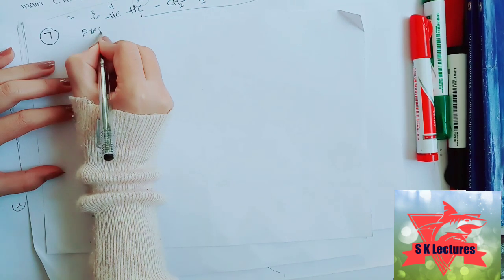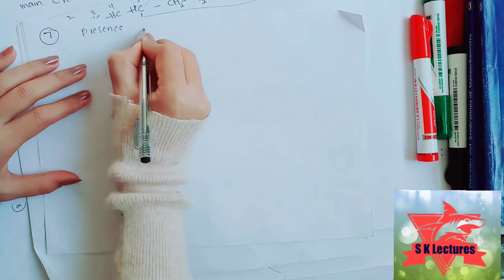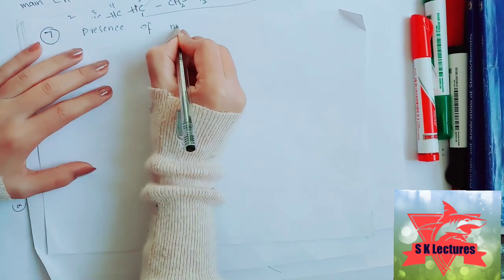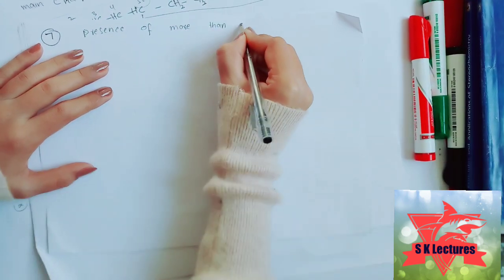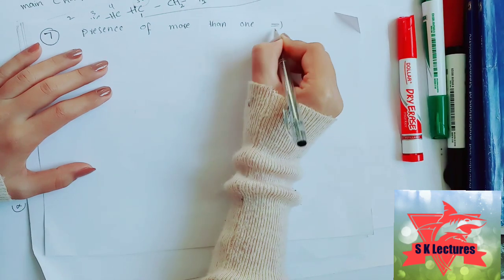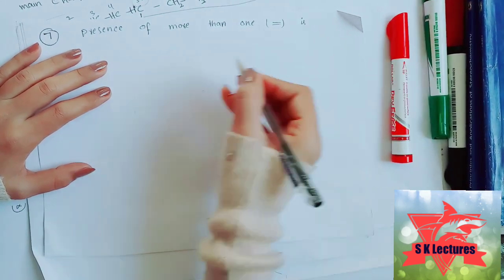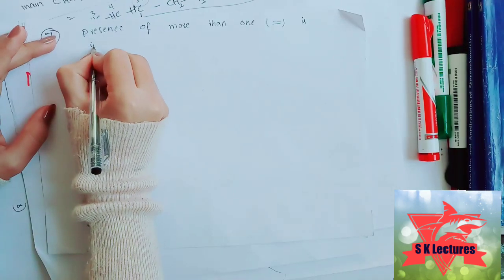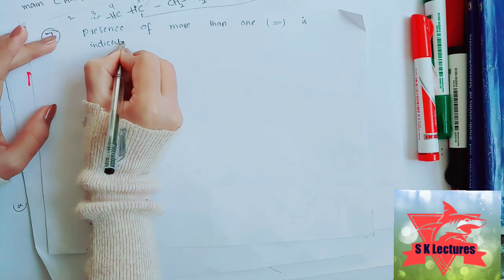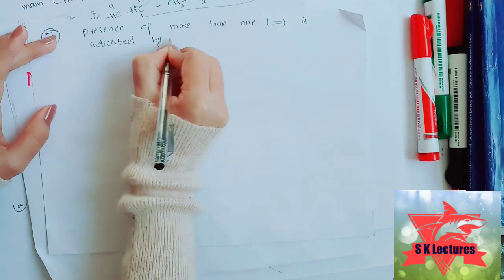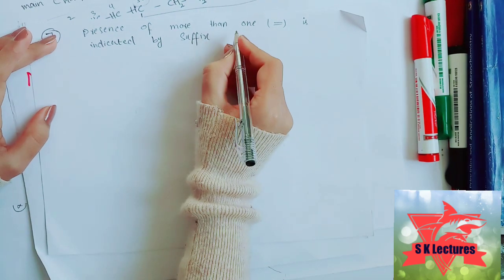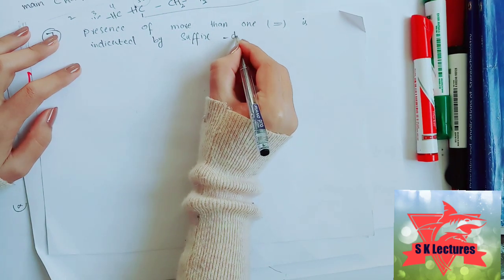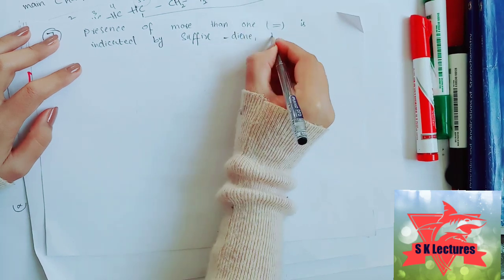So the seventh and last rule for alkene nomenclature is the presence of more than one double bond. If more than one double bond is present, then it is indicated by the suffix "diene" for 2 double bonds, "triene" for 3 double bonds, and so on. "Tetraene" for 4 double bonds, and "pentaene" for 5 double bonds. And let me give you the example of a butene.